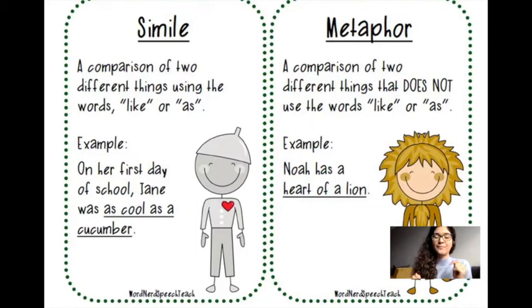A metaphor is a comparison of two different things that does not use the words like or as. So an example, Noah has the heart of a lion. So you can't actually have a heart of a lion unless you are a lion. But what the writer is trying to tell us here is that he's brave like a lion would be. So he's got the heart of a lion.